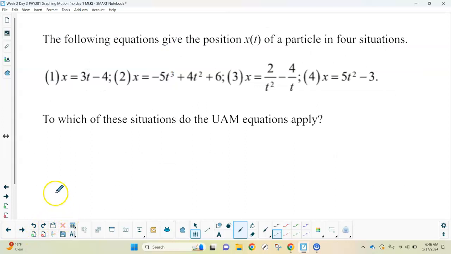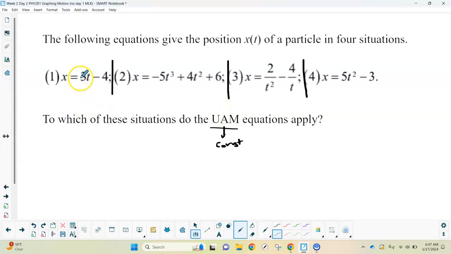So just to test whether you know whether or not the uniformly accelerated motion equations apply, we have 4 different functions, position as a function of time, 1, 2, 3, and 4. You're going to have to decide which ones apply to the uniformly accelerated motion equations. Let me pause and give you a second to consider that. So if it's uniformly accelerated motion, we want the acceleration to be constant. So when you solve for the acceleration function with respect to time, it should be a constant value.